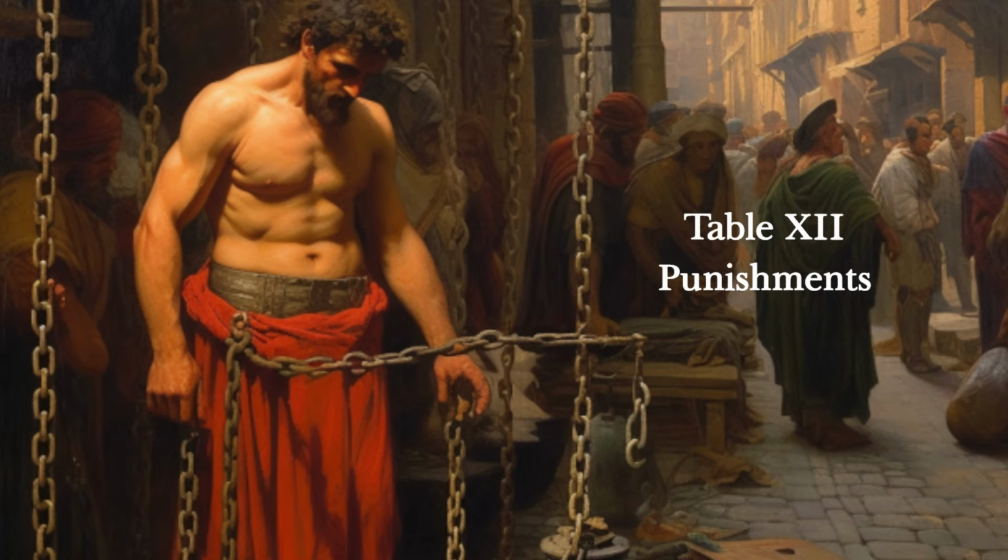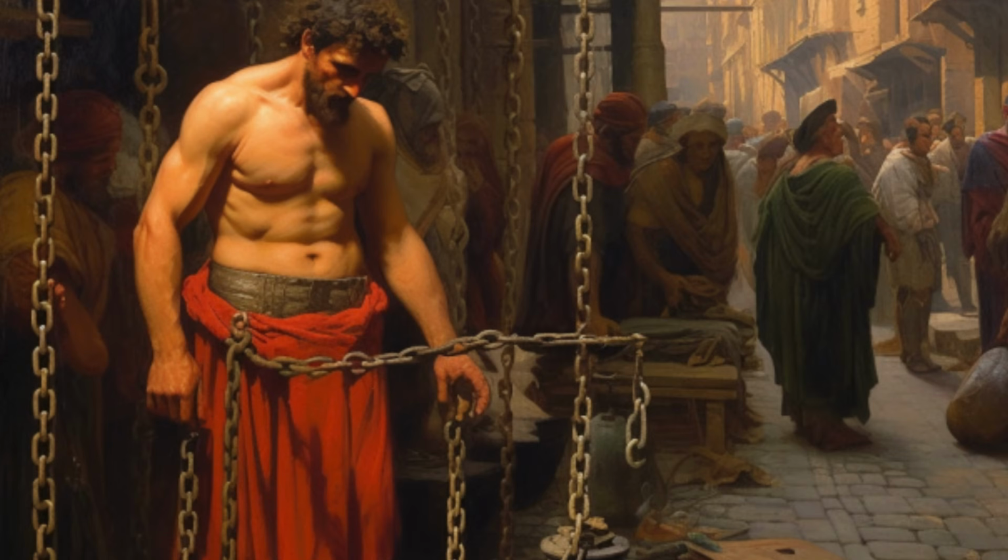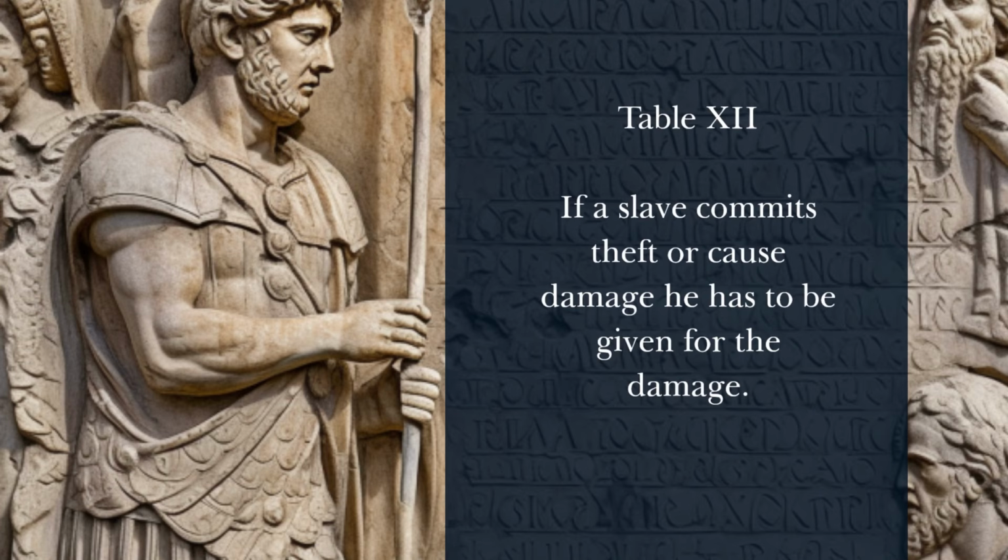Table 12. This final table addressed regulations concerning slaves and punishments. Let's take a look at some of the final laws. Number 1. If a slave commits theft or causes damage, he has to be given for the damage. So if the slave worked enough to repay the damages, he would then return to his house. This punishment was often not permanent.